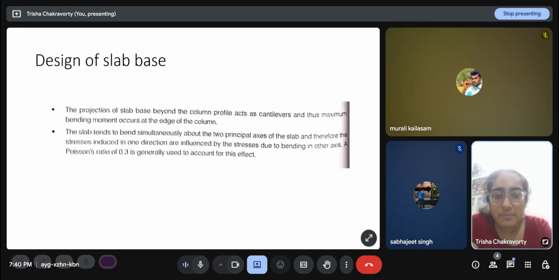The projection of the slab base beyond the column profile acts as a cantilever, and thus the maximum bending moment occurs at the edge of the column. We know that in a cantilever beam, the fixed end has the highest moment, right? The slab tends to bend simultaneously about two principal axes, so it bends like this, and it bends like this as well. Therefore, the stresses induced in one direction are influenced by the stresses due to bending in the other axis. A Poisson's ratio of 0.3 is generally used to account for this effect.